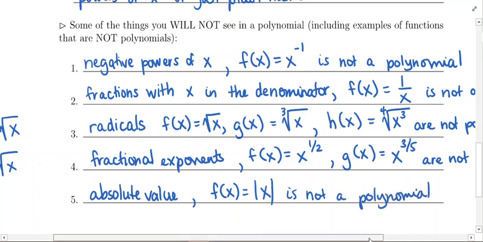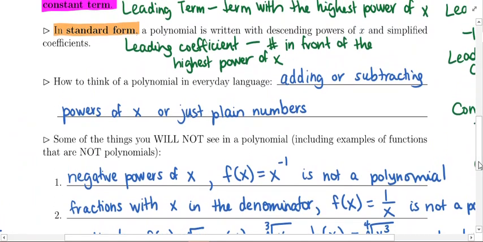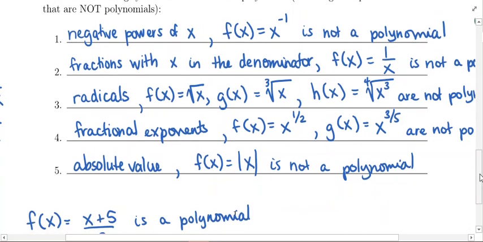What you need to remember going forward, because we're going to be working with polynomials, and later in the semester we'll look at things that are not polynomials, is that you need to be adding or subtracting powers of x or just plain numbers. Things you will not see in a polynomial: negative powers of x, fractions with x in the denominator, radicals, fractional exponents, and you will not see any instance of absolute value.